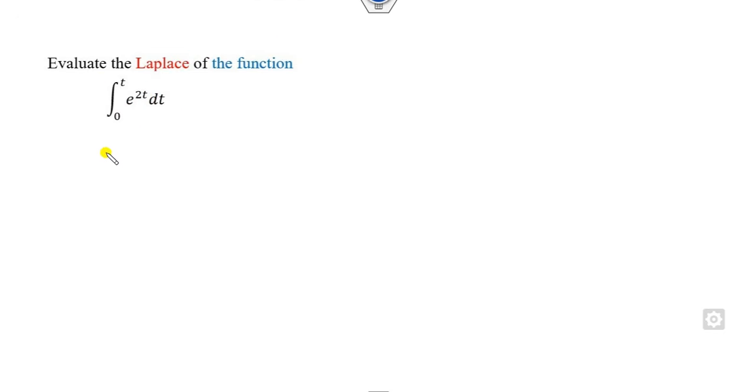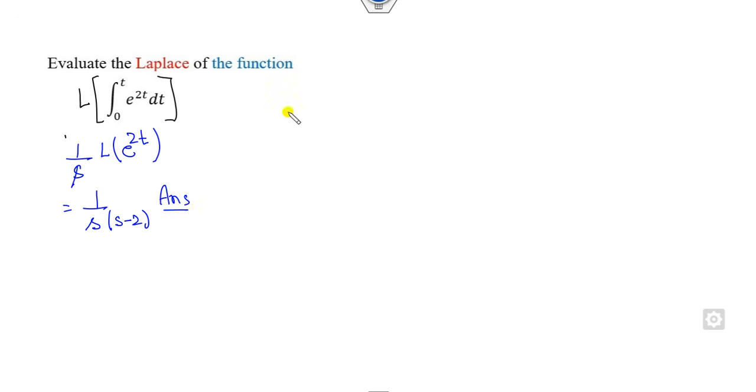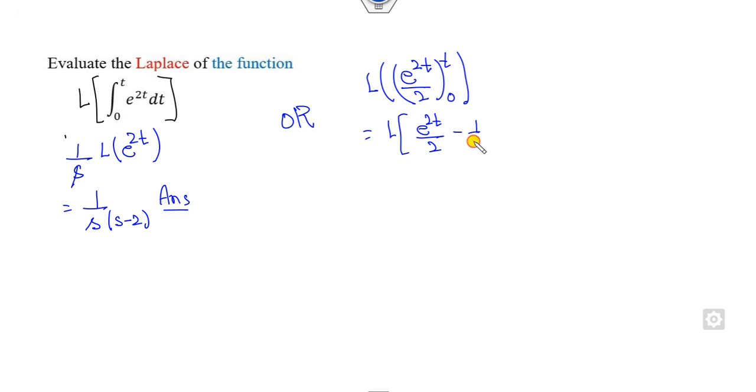That's very simple. The first method is you have to find the Laplace of this. So it will be 1 over s times the Laplace of this, so it will be 1 over s minus 2, which is the right answer. The other way is, if you are not using the Laplace, firstly you can integrate it. What is the integration of this? This is my integration from 0 to t. It will be e raised to power 2t divided by 2 minus 1 over 2. Fine. Now you can find the Laplace.